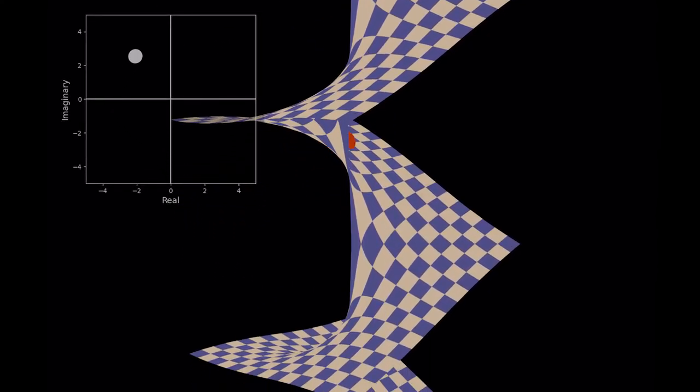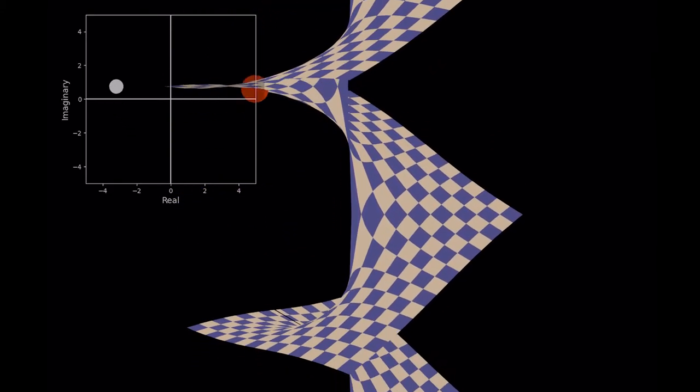What we end up with is a continuous, infinitely ascending and descending spiral staircase that tells us not only the imaginary component of the output, but also how many times the number has wound around the origin of the complex plane.